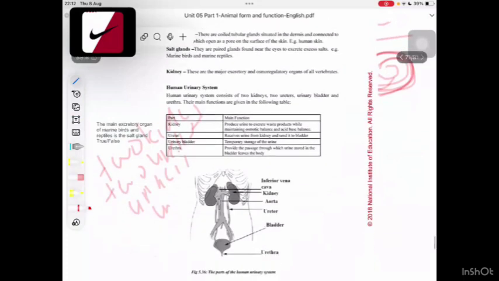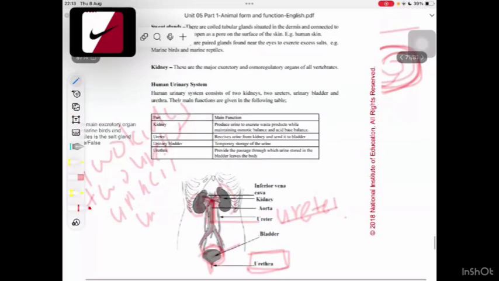What are the kidneys? These 2 bean-shaped organs are the kidneys, right? The one which carries the urine produced in the kidney to the bladder is called the ureter. And from the bladder there is a tube to excrete urine to the outside, that is called the urethra. This is ureter, this is urethra, and this is the bladder.